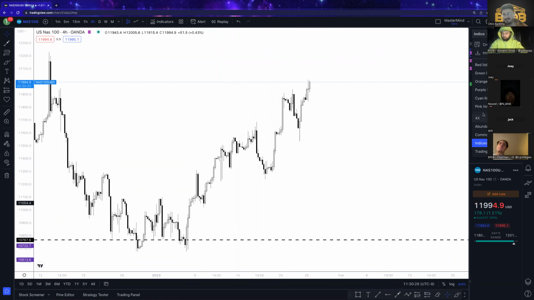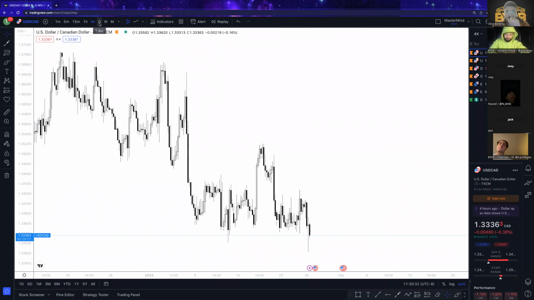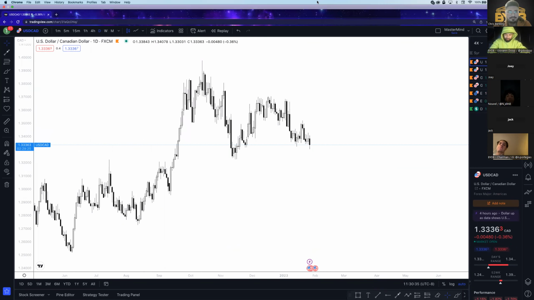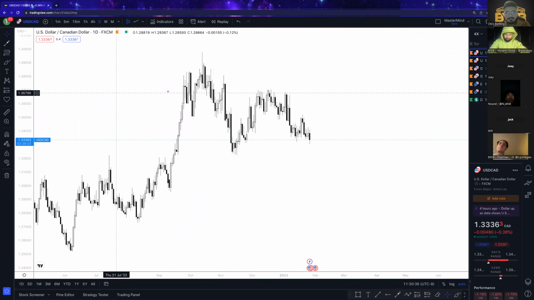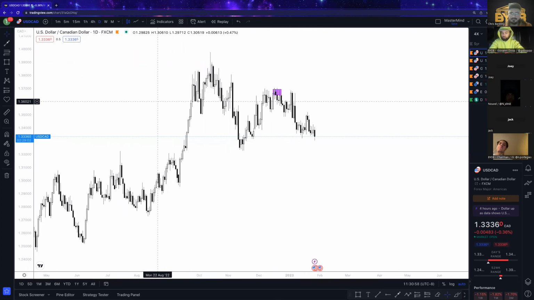We'll jump back to UCAD. This is currently a position I'm in on a sell, up here at 1.36780. I got in right there on that wick. Price came in here, and I held through that.